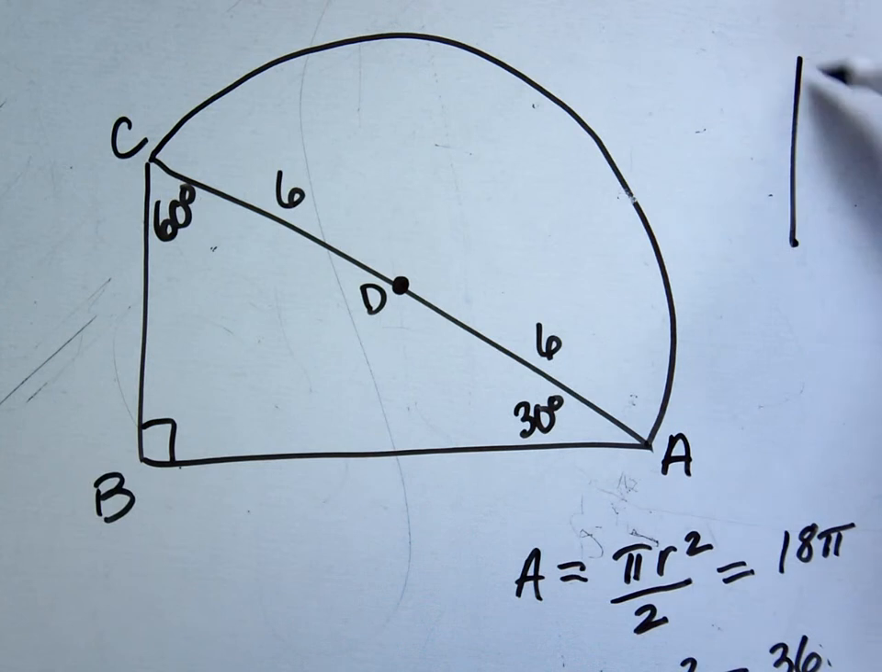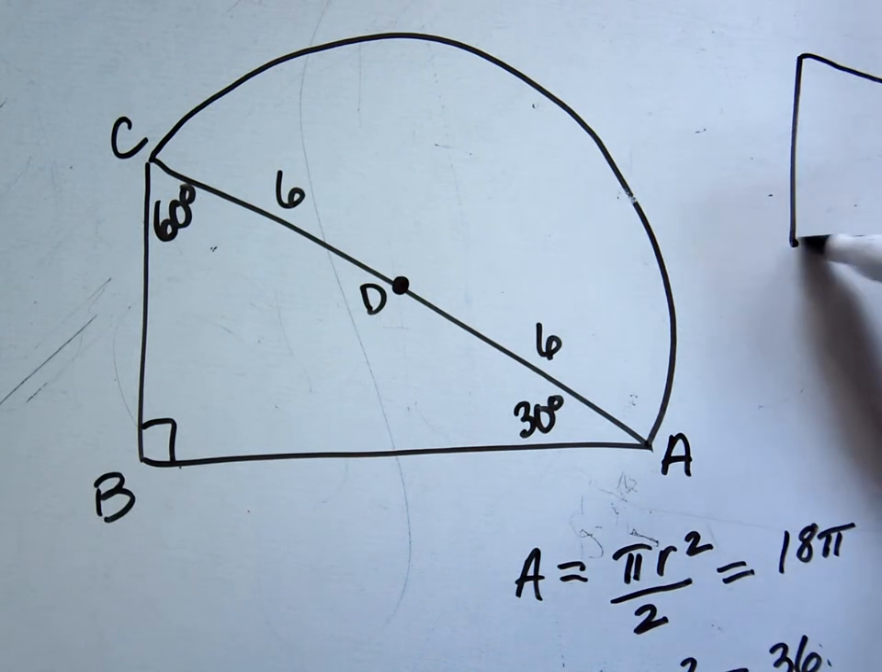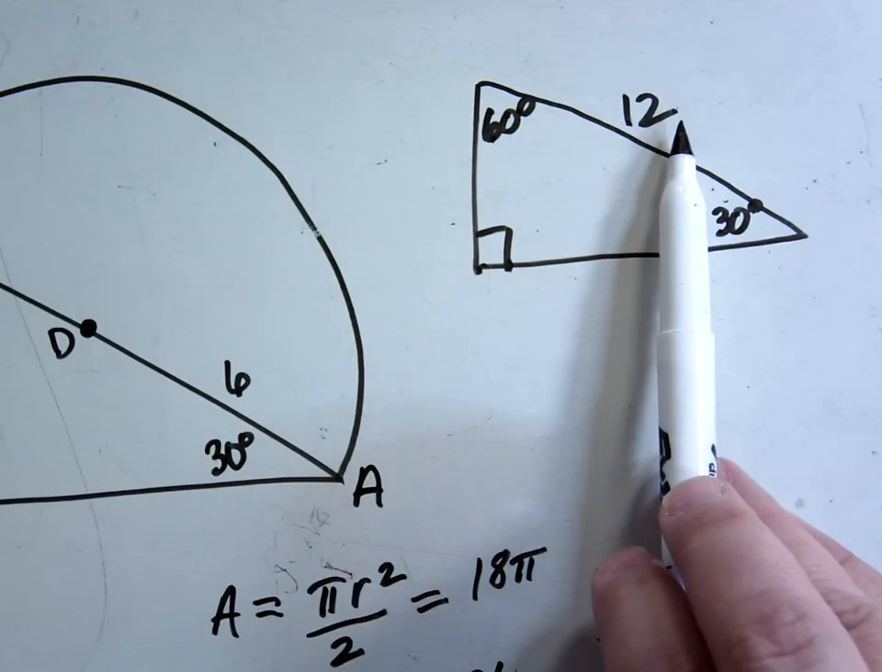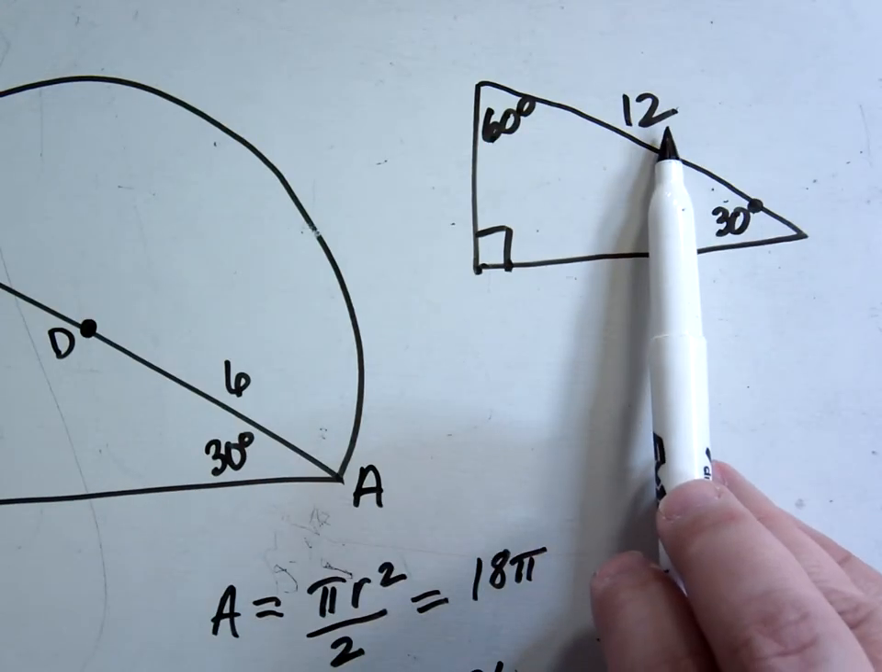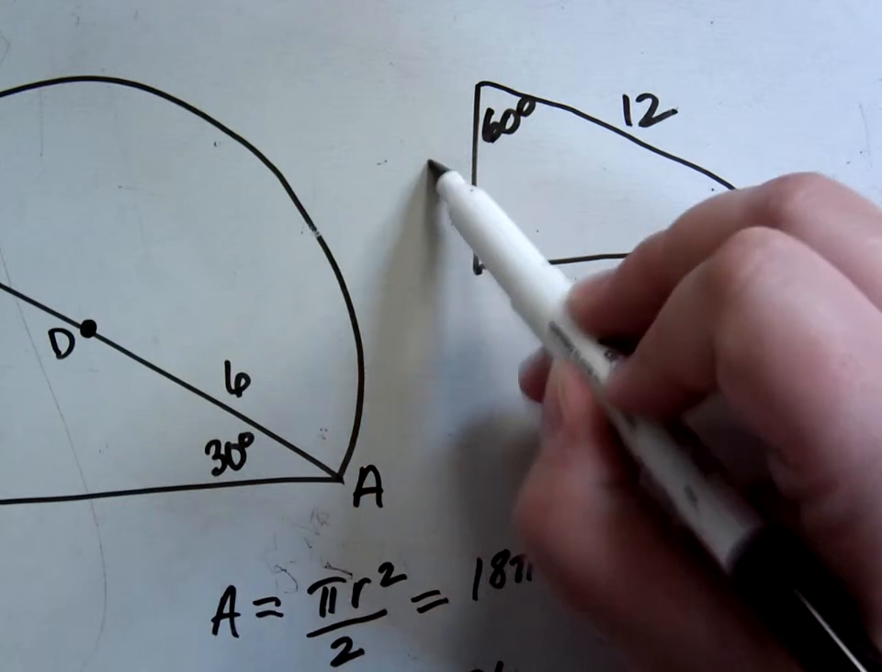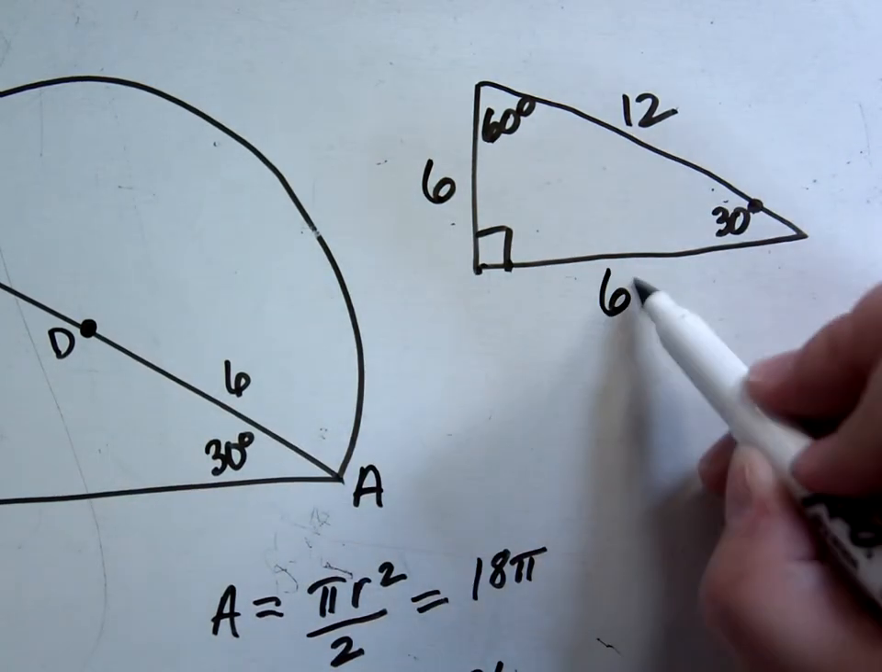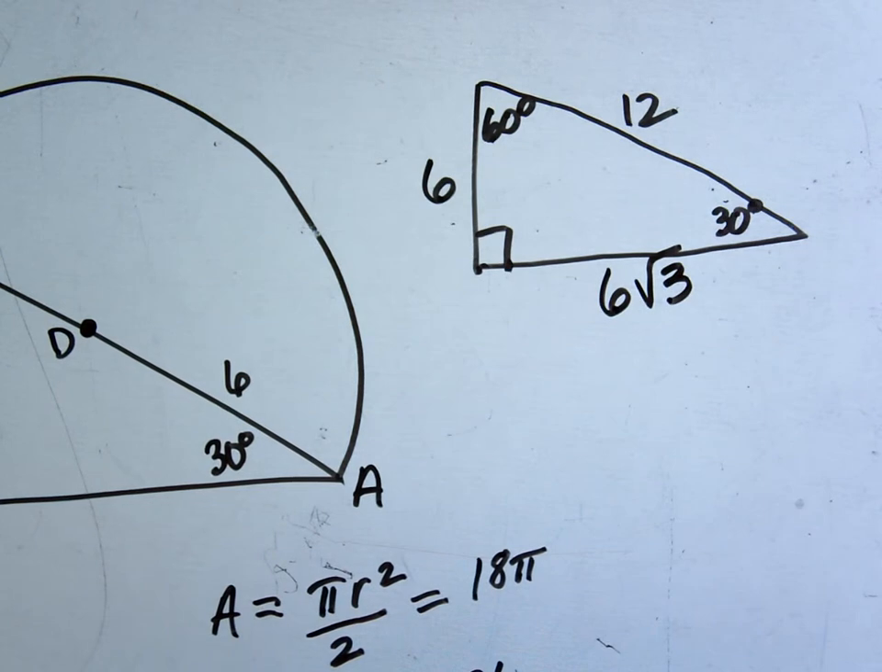Let me just draw just the triangle. 12, 30, 60, 90. If the hypotenuse is 12, 12 divided by 2 gives me the short leg, which is 6. And short leg times square root of 3 gives me the long leg. So it's 6 root 3.